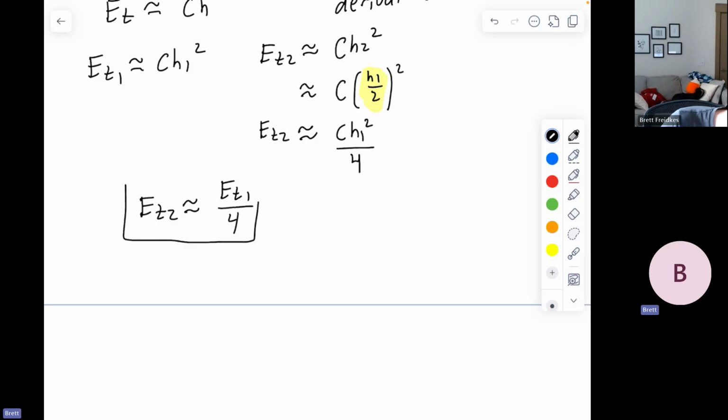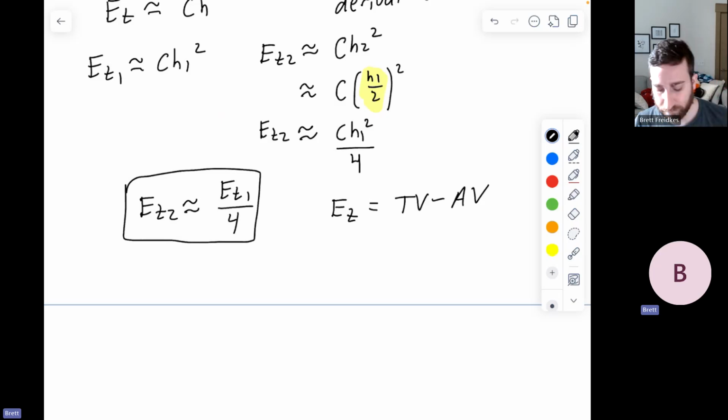And this is going to be useful for us because the definition of our true error is the true value minus the approximate value. Again, the true value is something that we don't necessarily know, but the approximate value will depend on h. So technically, if we do 2 iterations, we have 2 separate approximate values.